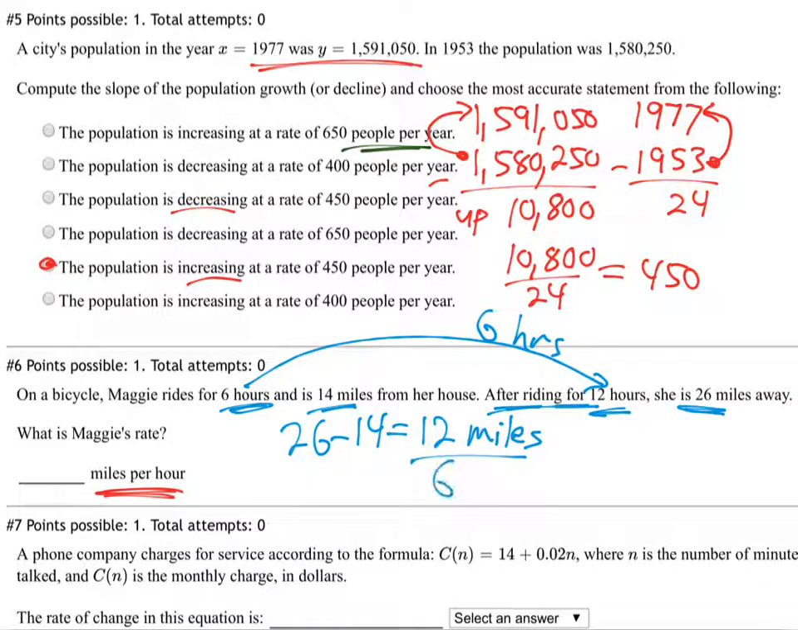So what do I do? I divide by the 6 hours, don't I? So she's going 2 miles per hour. A little slow. She's not moving too fast there. Is that making sense? Right? At the 6-hour mark, she was 14 miles from home. At the 12-hour mark, she was 26 miles. So she covered, subtract that, 12 miles in 6 hours. That means 2 miles per hour on average. That's her speed. 2 miles per hour.